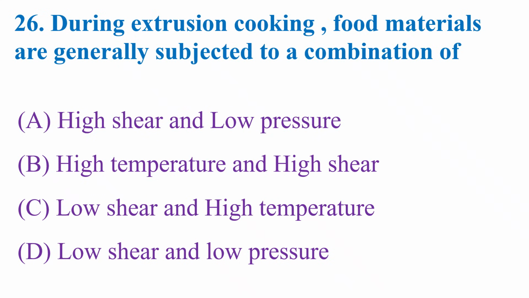So over here, the pressure is not low. It's actually high inside the barrel. So option number A is wrong. High pressure, high temperature, high shear is the correct combination. And low shear, high temperature is not correct, since shear should always be high. And the last one, low shear, low pressure, both of them are wrong over here. So my correct option will be option number B, that is high temperature, high shear. This is the correct combination.